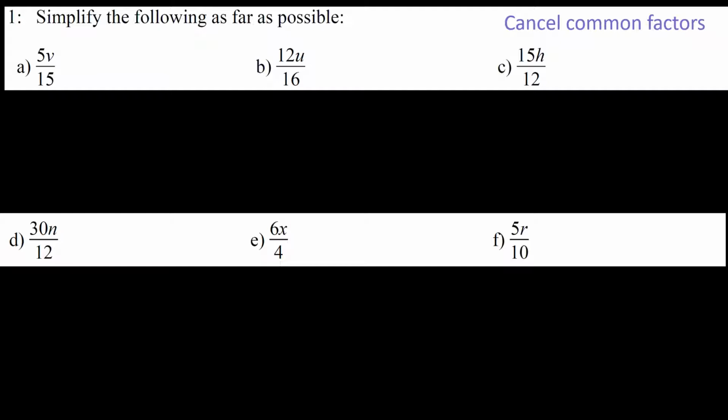So looking at A, we've got a 5 and a 15. So the biggest number that's going to go into both is 5. So we get 1 5 out of the 5 and 3 5s out of the 15. So our answer is V over 3.